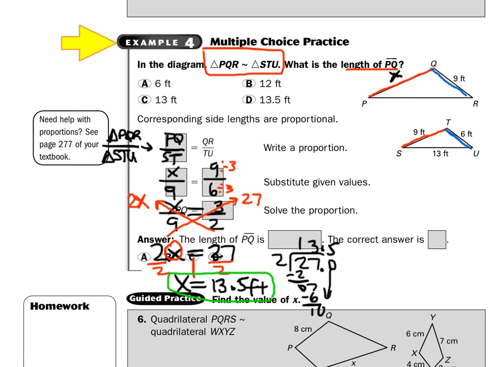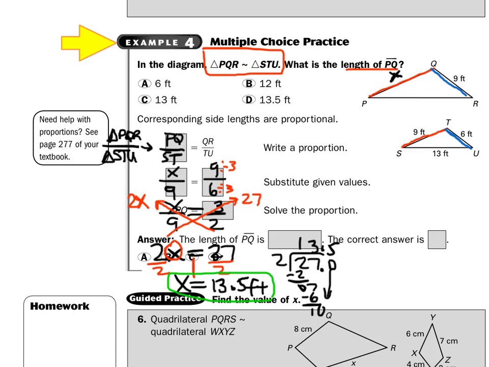Example 4. They said in the diagram, triangle PQR is similar to triangle STU. And you can tell they're similar, same shape, different sizes. They want us to find the length from P to Q. So whenever they want me to find something, I make it red so it stands out, and that's my X. Put an X there. And now we're going to set up a proportion to solve that.